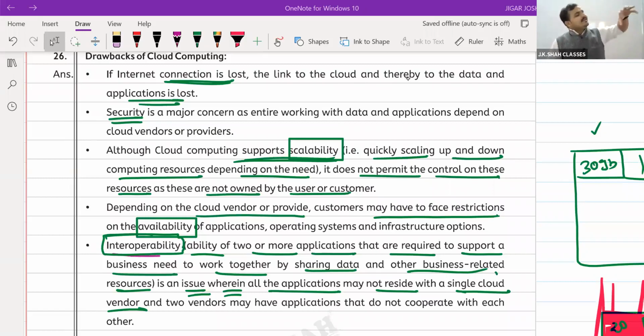Same over here. Some data you kept on Amazon Web Service, some data you kept on GoDaddy. They do not cooperate with each other, and the consumer will not get the service. So please revise this very quick, very fast. We'll start with the private public cloud then.